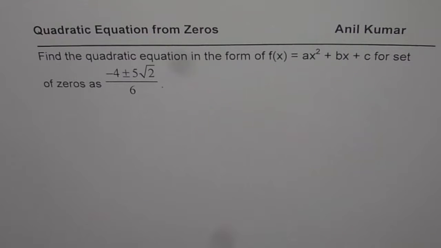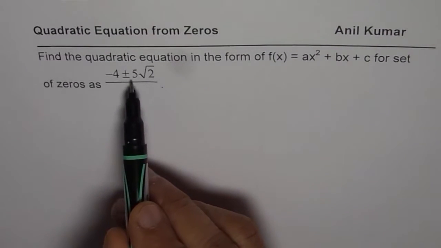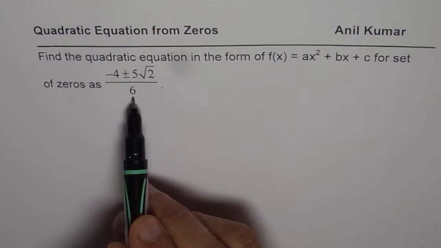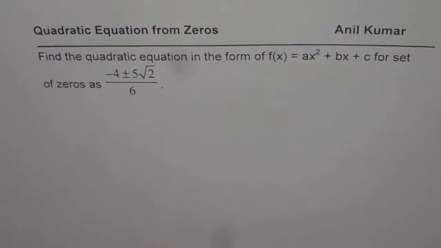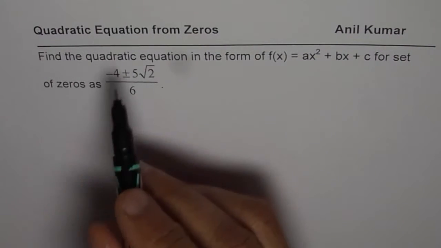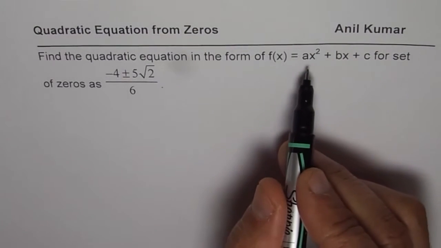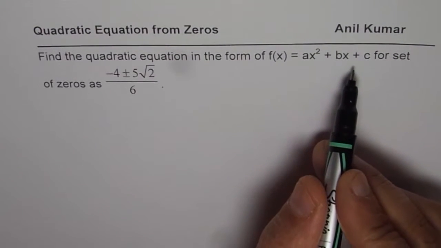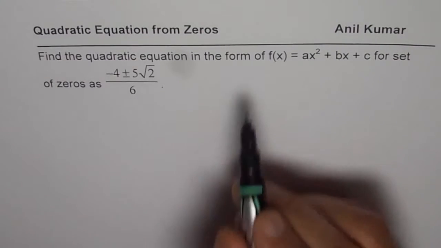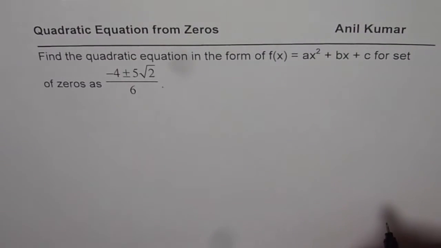The question here is, find the quadratic equation in the form of f(x) = ax² + bx + c for the set of zeros (−4 ± 5√2)/6. Now in this particular case, we have radical zeros. How to find the quadratic equation in standard form from such zeros? That is the idea to explore in this video.